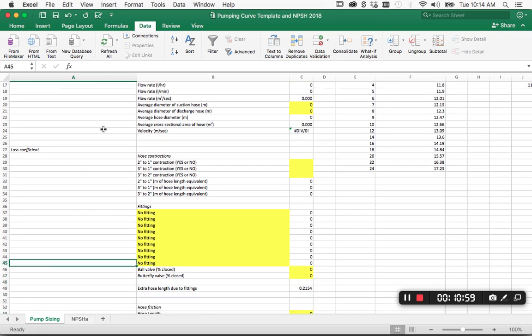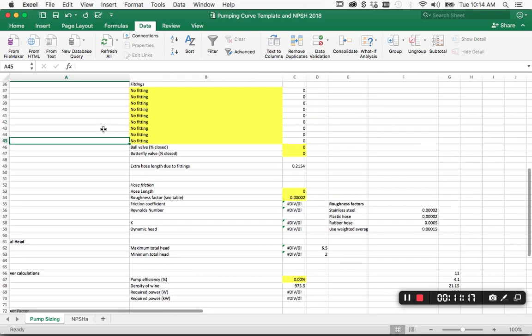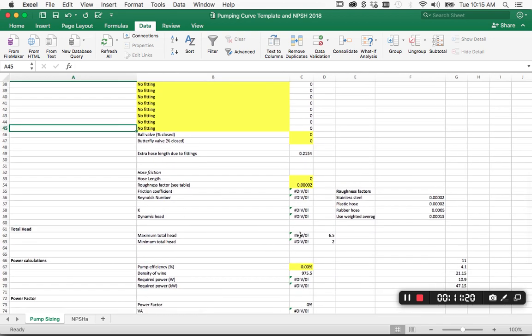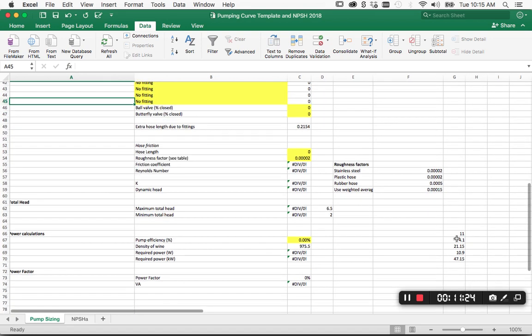What's awesome about doing these calculations is it actually converts the friction from different fittings into an effective increase in length of hose. So we actually see how much, by using particular fittings, what the equivalent extra length of hose is, which is kind of awesome. And then it sums all that up and gives us a maximum and minimum total head.